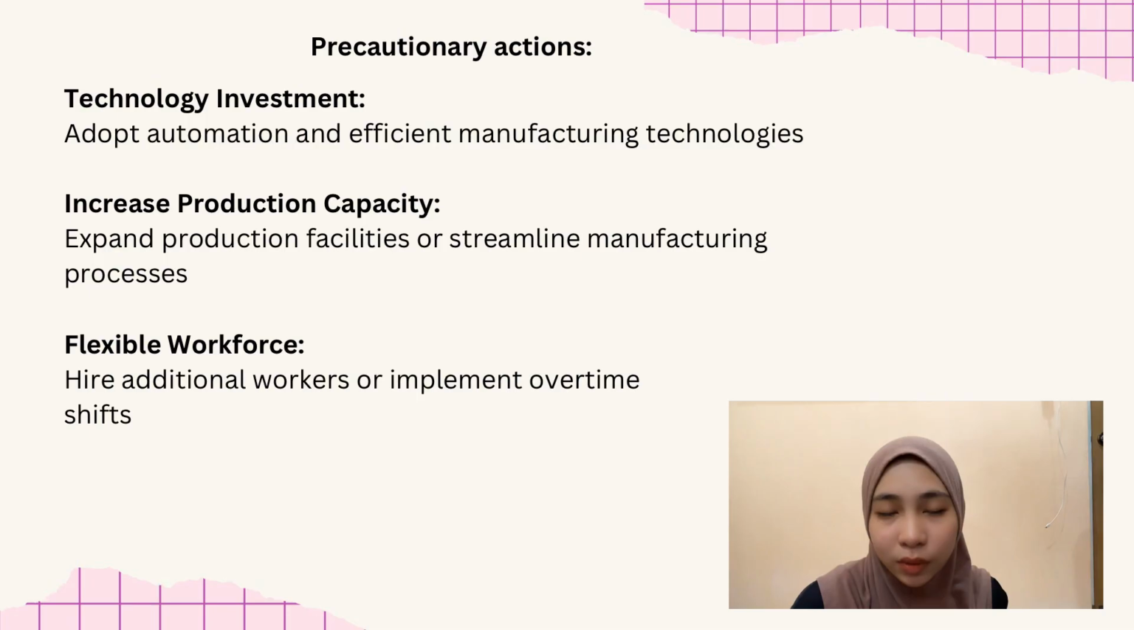Next is a flexible workforce, which means that Maju Auto hires more workers or implements overtime shifts to quickly increase output. This can increase the productivity. Other than that, it can also maximize their profit. Next is technology investment. By using technology investment, they can enhance their efficiency and the quality of the product. Thus, they can minimize the cost and maximize the profit.